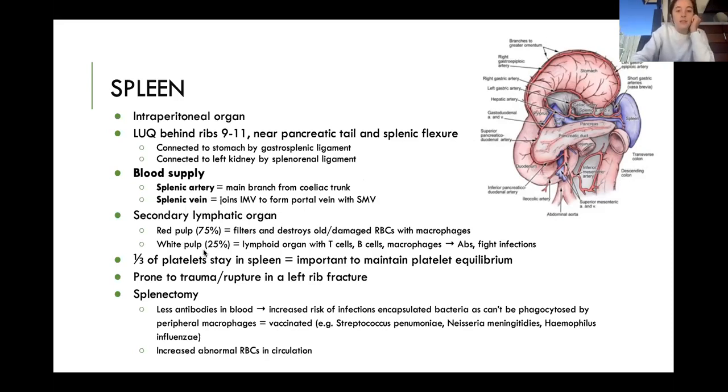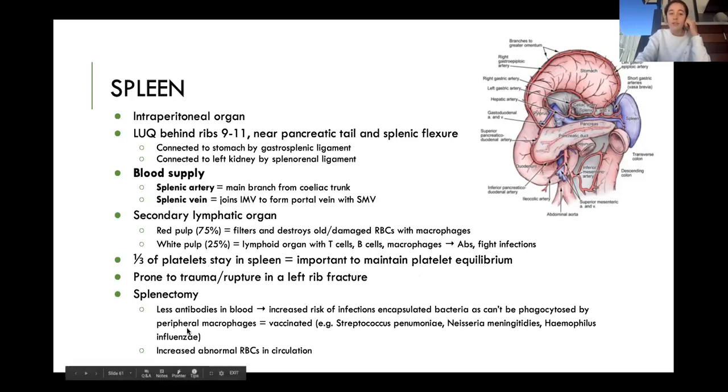And so its function is it's kind of a lymphatic organ. So you've got this red pulp, which is most of it, which filters your red blood cells, and then white pulp, which has all your immune cells to fight infections. And so it holds a lot of platelets to maintain equilibrium.